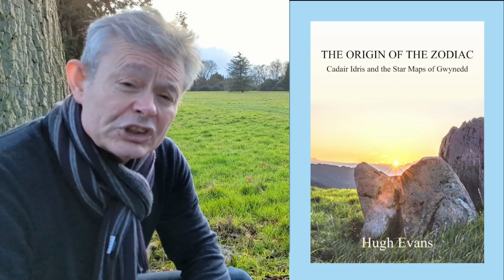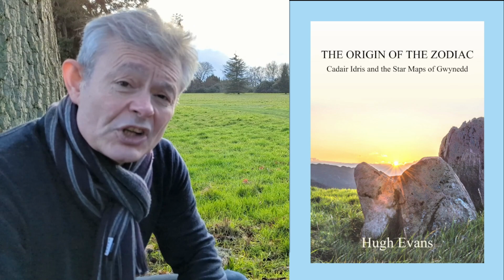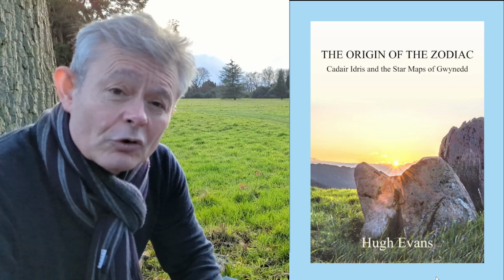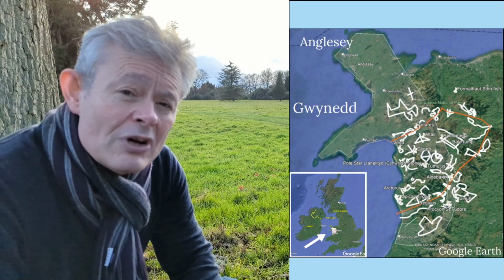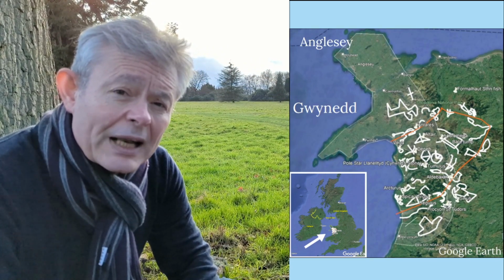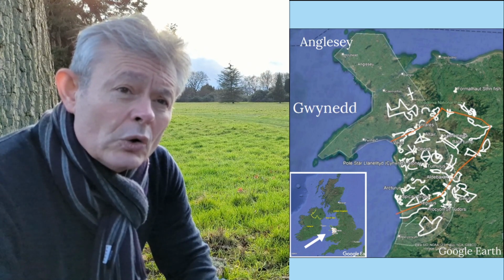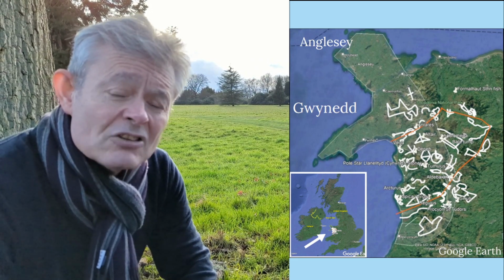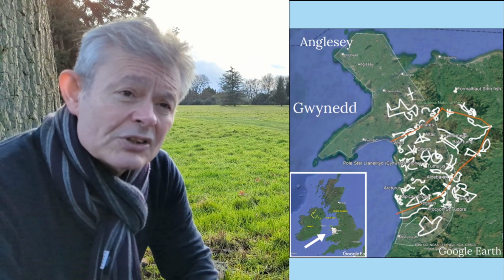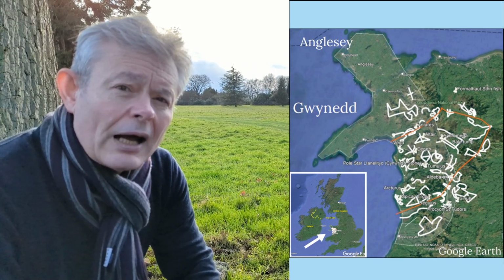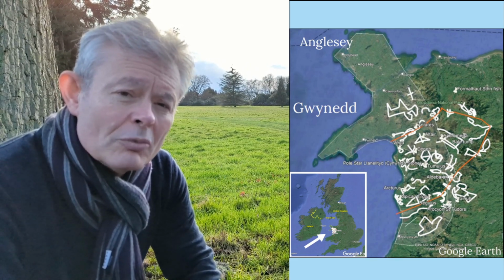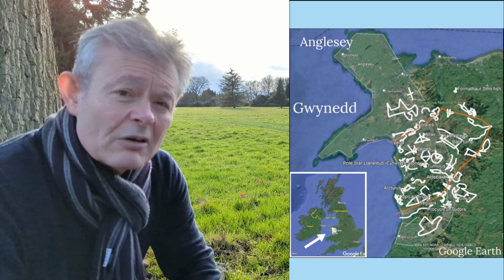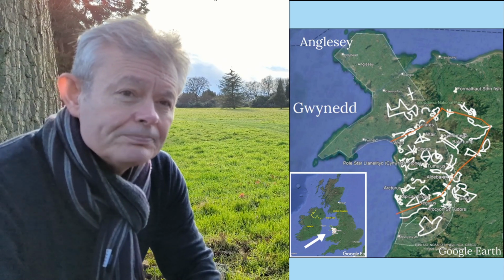It is whilst researching the star maps of Gwynedd, which is the origin of the modern zodiac we know today, in the mountains of northwest Wales, that I realised they'd been created by an ancient people who had watched and mapped the stars for thousands, maybe tens of thousands of years. And to do this, you must have an appropriate and robust numeral system. I researched that, and that was the subject of my second book, The Origin of Numbers.